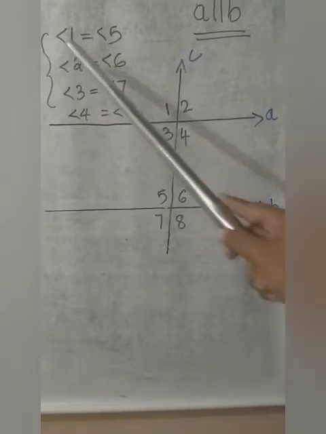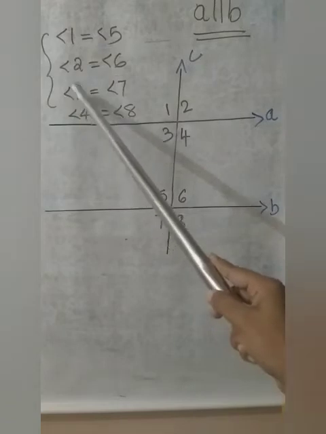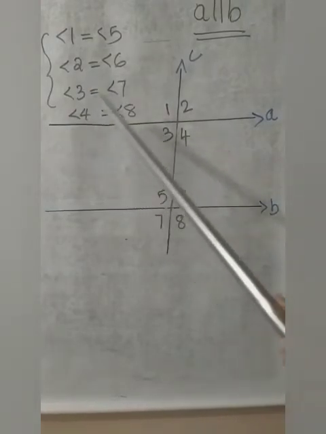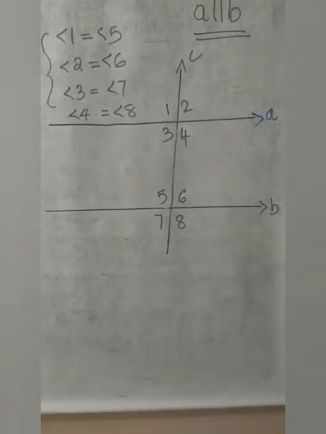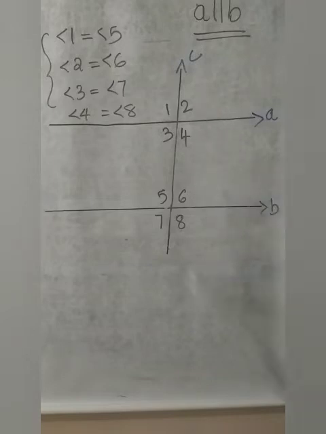Angle 1 equal to angle 5, angle 2 equal to angle 6, angle 3 equal to angle 7, angle 4 equal to angle 8. This is the first one. Now, we can take the next set of angles. What are they? Alternate interior angles. So, what are the alternate interior angles here? Angle 3 and angle 6. Angle 4 and angle 5.